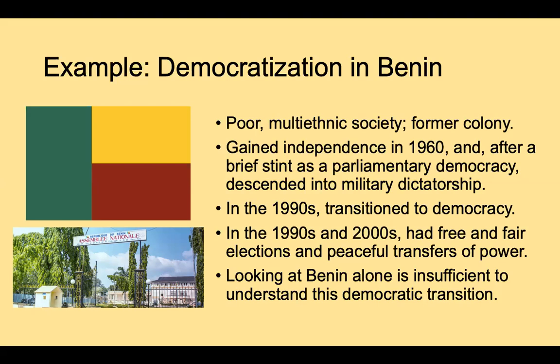But the truth is that looking at Benin alone is really insufficient to understand this democratic transition, in the same way that looking at South Korea is insufficient to understand South Korea's transition. The reason is because even if we can attribute the transition in Benin to some particular cause, we don't know that the absence of that variable would have resulted in the persistence of the authoritarian regime, because we don't have that variation on the key variables. We don't have a way for us to examine those changes in those variables and see if the variation produces the expected outcomes. Just like with South Korea, looking at Benin alone is not enough to understand the case of Benin. We need to look at some other case.